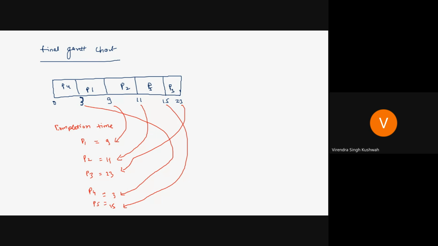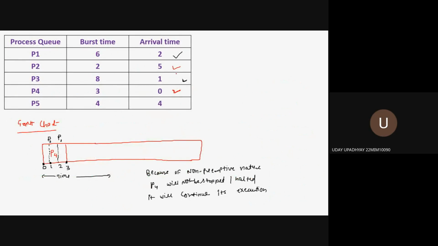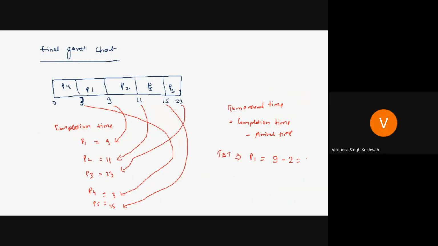Now is this clear? Yes, sir. So what is the formula of the turnaround time? If you remember the other parameter, as I told you, turnaround time we can get by completion time minus arrival time. So turnaround time, TAT, I'm writing for process P1. It would be completion time 9 minus the arrival time of P1, which is 2. So we can subtract 2.